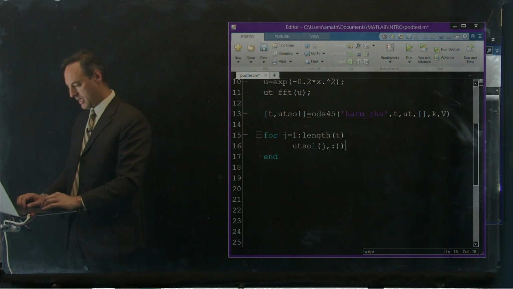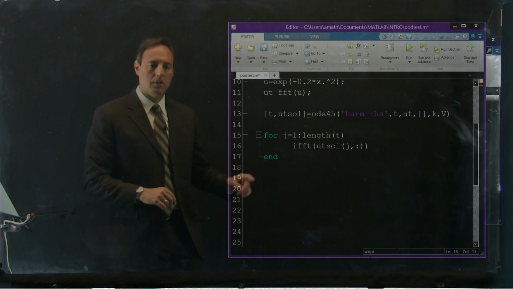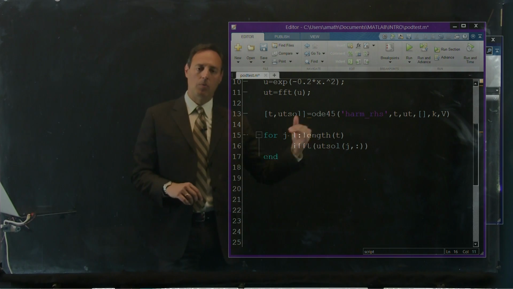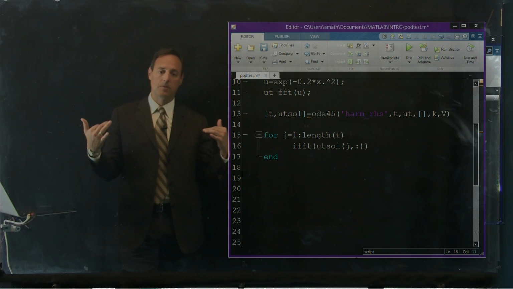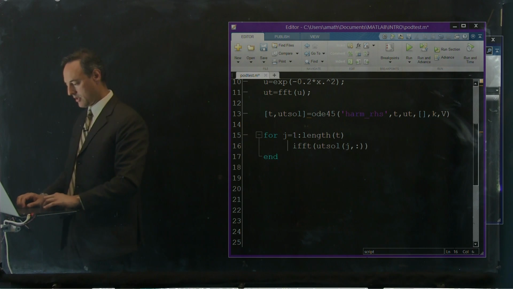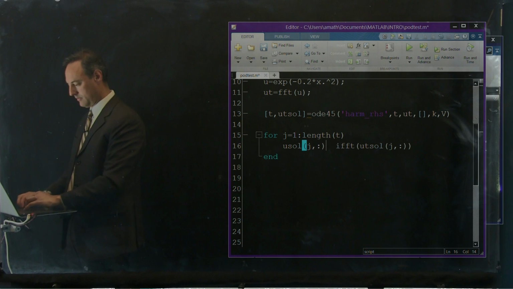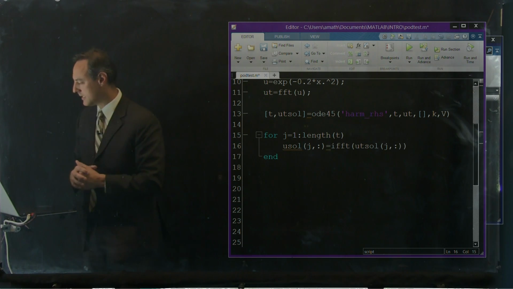And what I want to do with this is inverse Fourier transform it. So I go grab it row by row, and these are different time points. It's in the Fourier domain, so I just inverse Fourier transform it. And I'm going to save this in a matrix. This one's going to be called U-sol, for the solution. That's it.